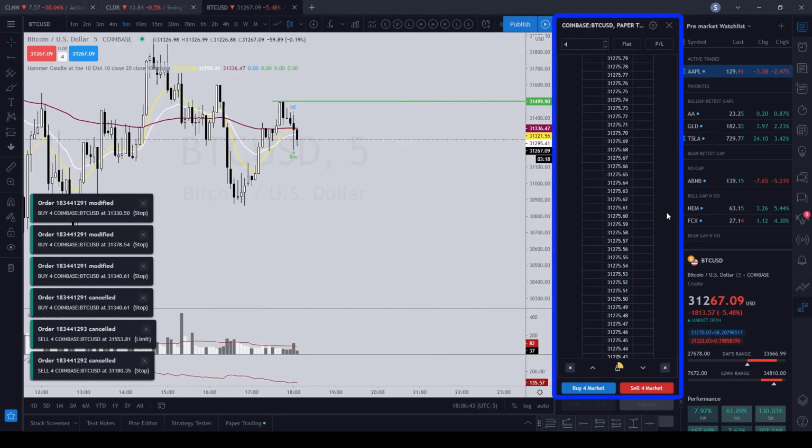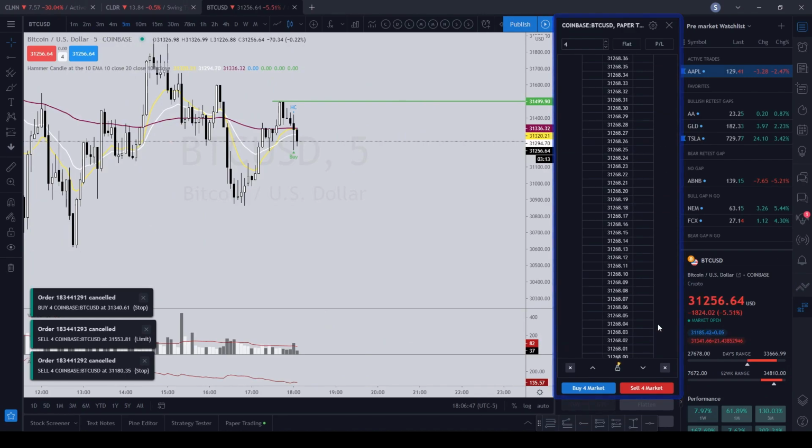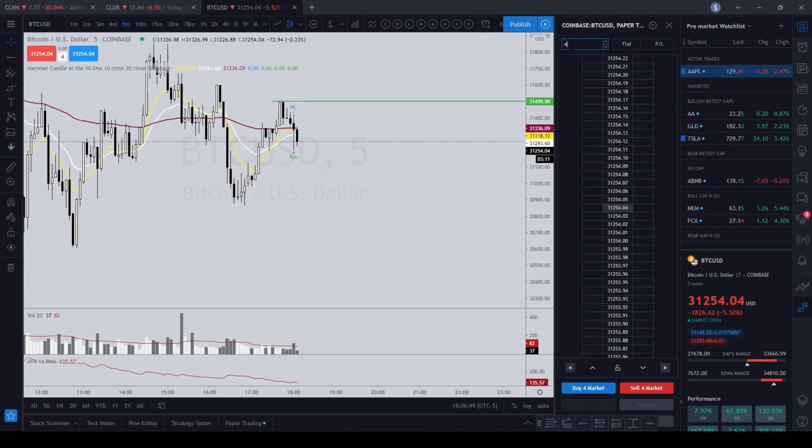Now, if we go over to the DOM, now the DOM does not work very well while using Bitcoin, but what you've got here, you set your quantity right here. This tells you what position you're currently in. Right now, we don't have a position here, so we're flat. And then this gives you your active P&L. Now, when you're using the DOM, you're only able to do a limit order or a market order.